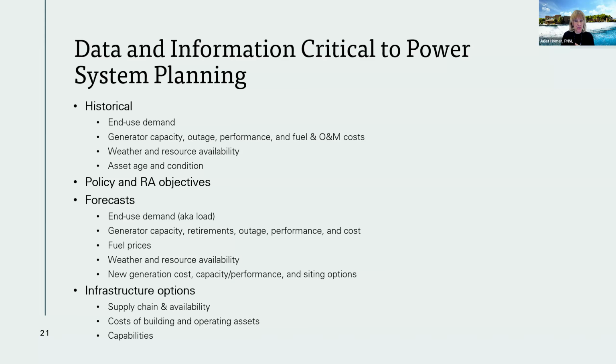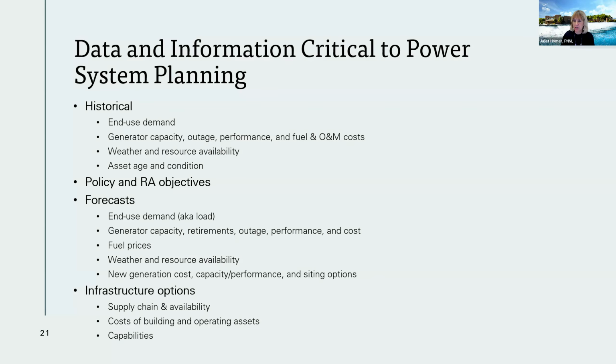what is the demand going to do going forward of the load, what types of generator capacity do we have, what are the retirements of generators, what's the outages, performance, and cost, what do we expect for fuel prices, really important, weather, resource availability, and then new generation cost and performance and siting. And then when it comes to infrastructure options, things like supply chain issues and availability really feed into planning. What are the costs of building and operating the assets, and what are capabilities?